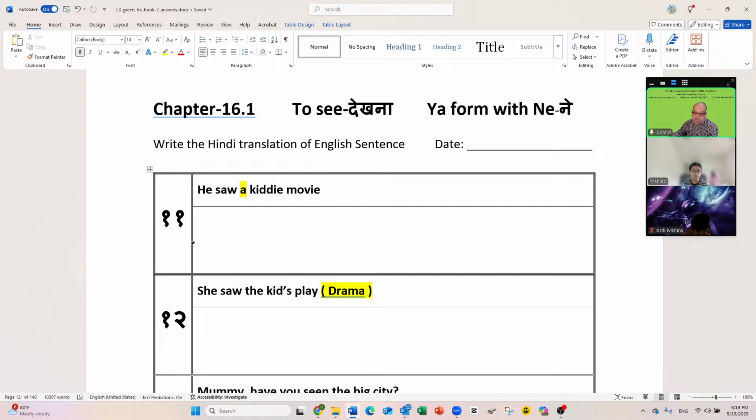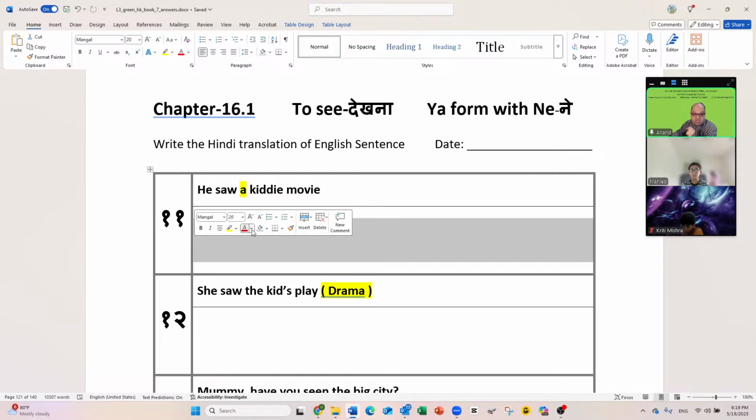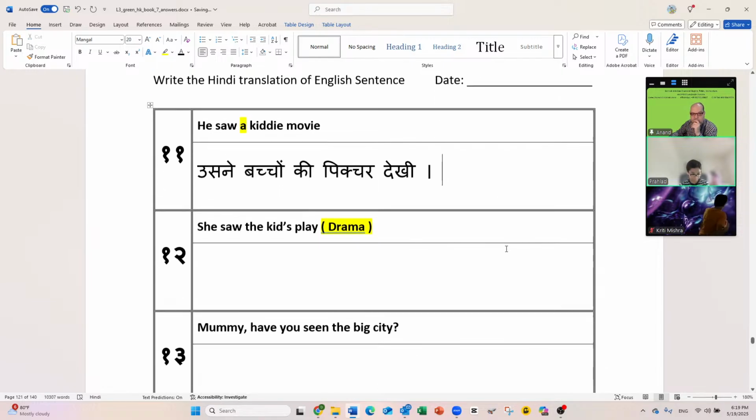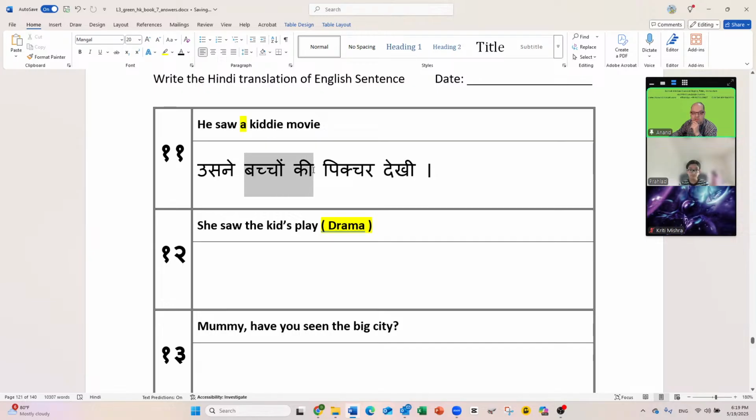But now you have to say kids movie, right? The apostrophe S, kiddie or kids movie, right? So that apostrophe S will be की. So you'll say इसने बच्चों की चलचित्र, okay? Or we don't say चलचित्र because it's a very difficult word. Instead we simply say picture. So उसने बच्चों की पिक्चर देखी. So all you have to do is put these words बच्चों की. So go and write that down.